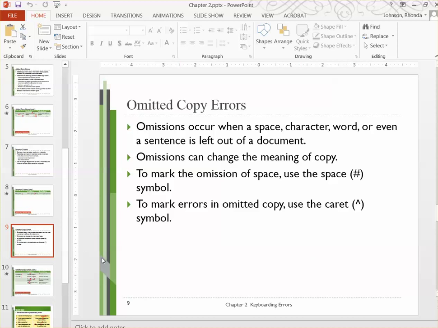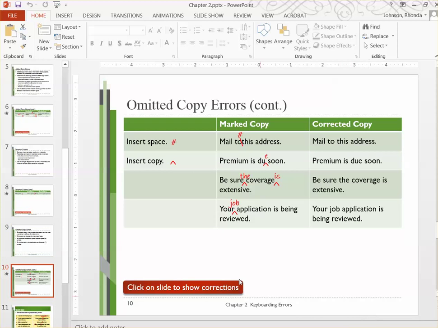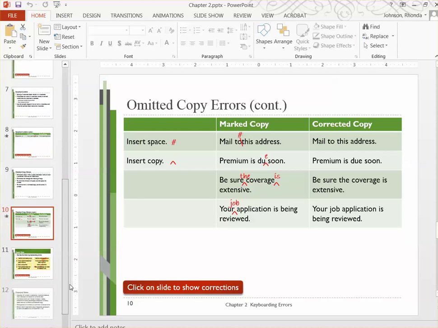And the way to sort of identify that using proofreader marks would be to insert a space, looks like a little bit of a number sign, and then insert copy would be a little, I call it a caret, but it's sort of a little arrow that's vertical instead of horizontal. And you can see this PowerPoint is also in the lessons of your Angel folder or your Angel website, so you can go back and review this if you want to.